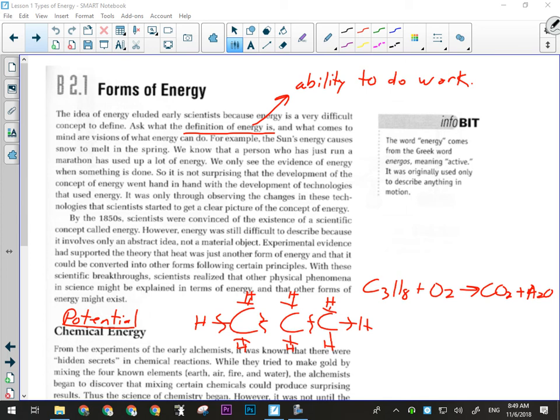Work and energy, that kind is all mechanical, but there are all kinds of other types of energy as well. So that's what we're going to look at here, some of the different kinds of energy. But like we said, energy is difficult to describe because it involves an abstract idea and not a material object. Experimental evidence has supported the theory that heat is also a form of energy. In fact, that's not entirely correct.